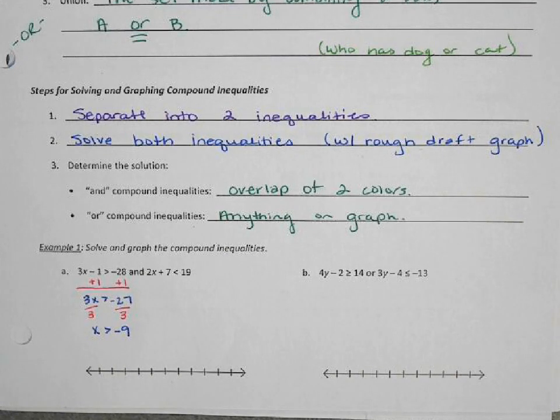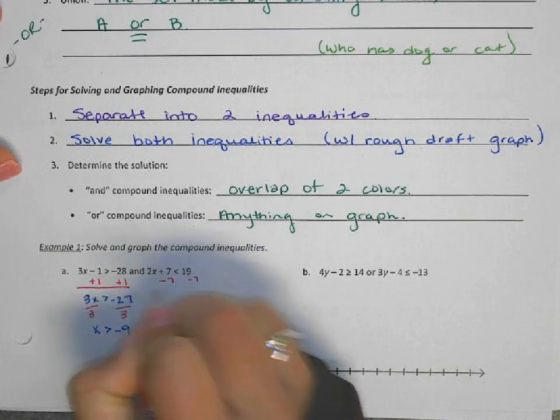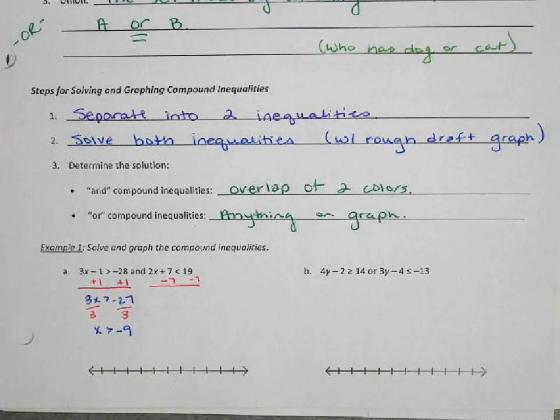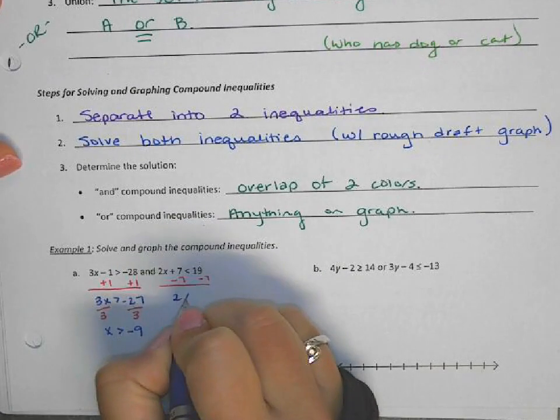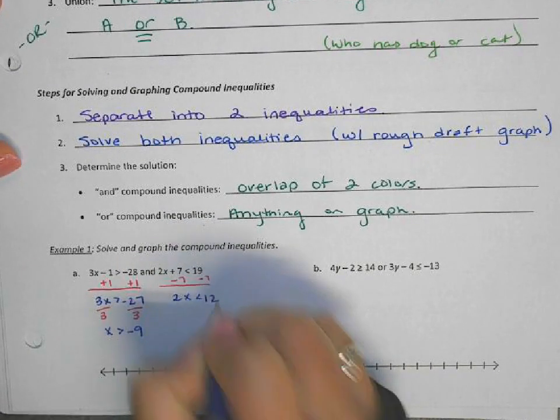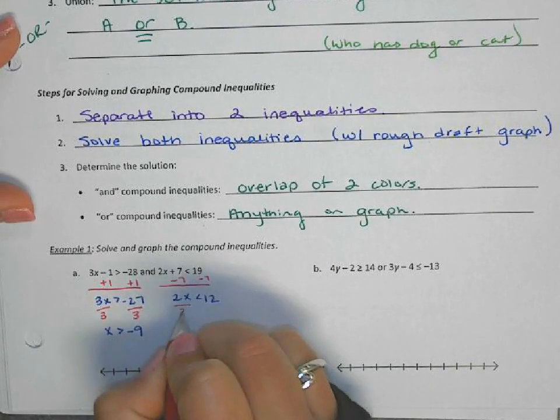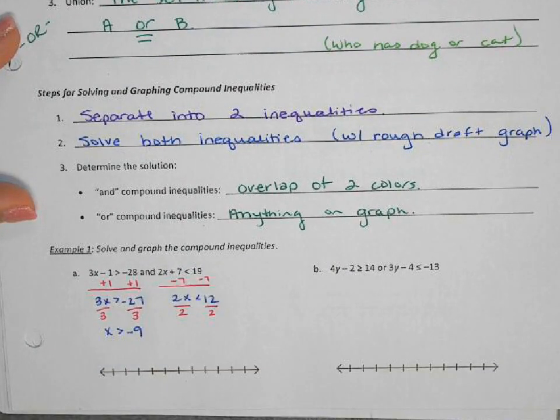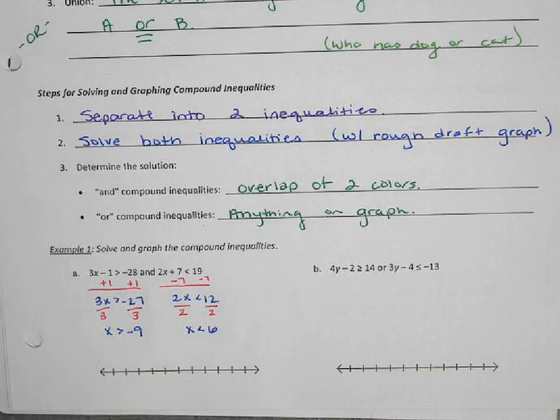Okay. All right, we got to do the other one now. Subtract 7 on both sides. So it's almost like you have two problems here, but you're just doing them back to back, and then they're only going to have one graph in the end. 2x is less than 12. Divide both sides by 2. x is less than 6.